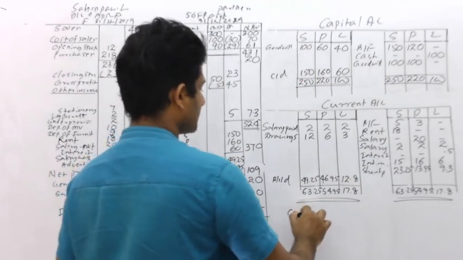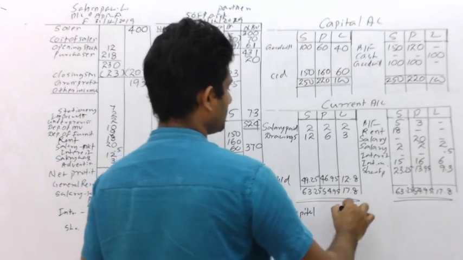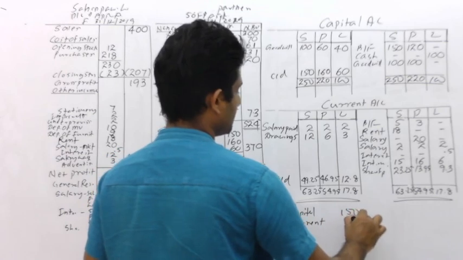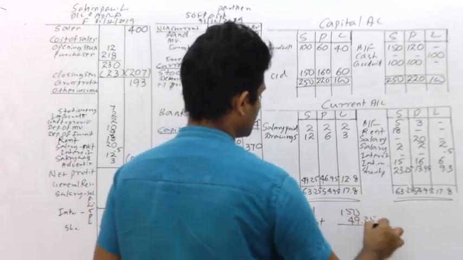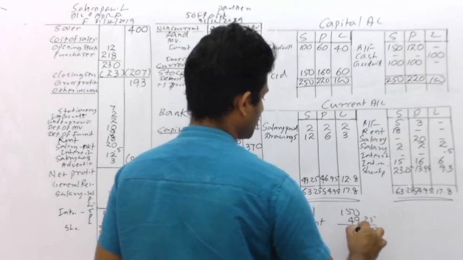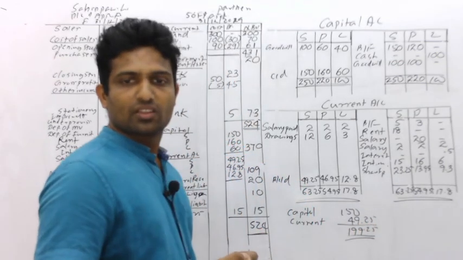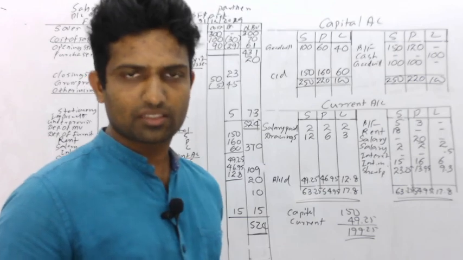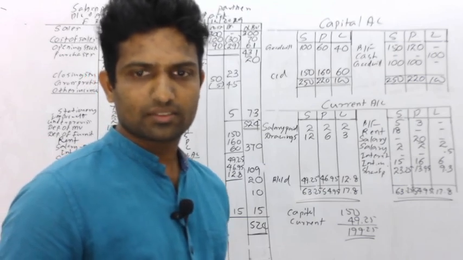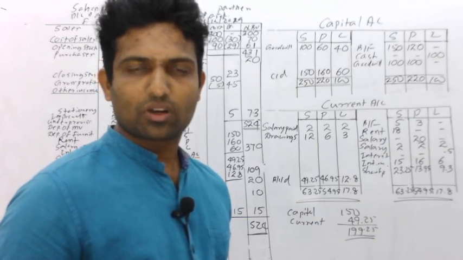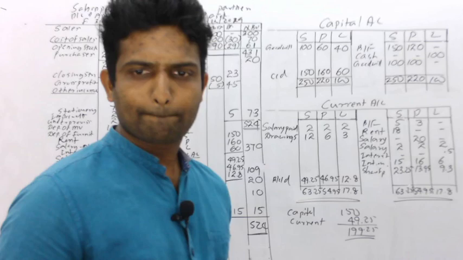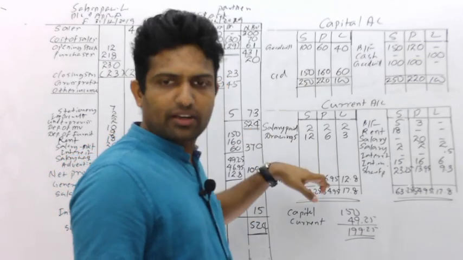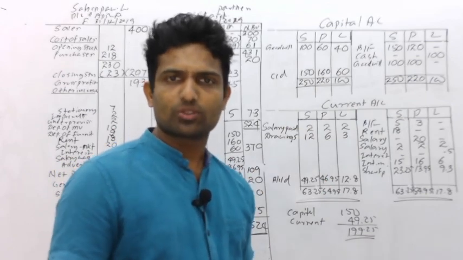His capital account balance is 150, current account balance 49.25. Altogether 199.25. This is how you should compute the amount payable to the retired partner. Is that clear? The way you take the total amount payable to the partner? Remember that is the total of current account balance and capital account balance, the total of both.